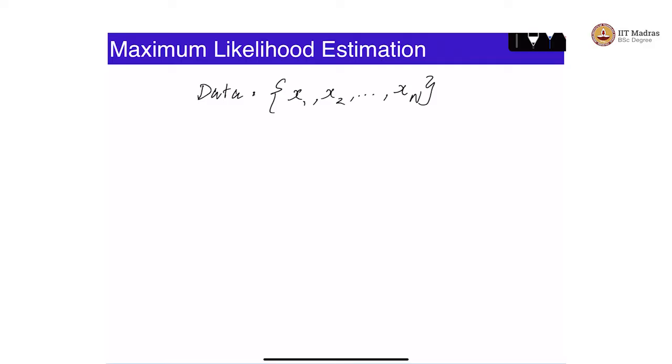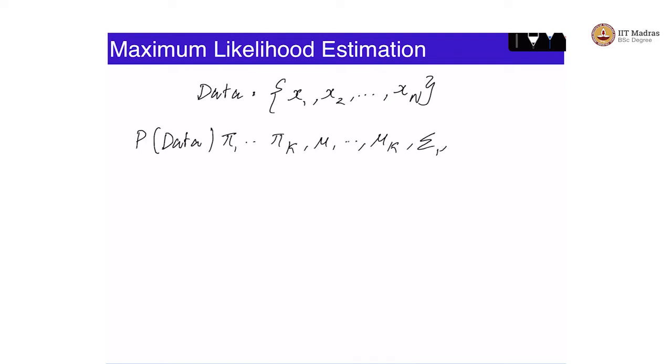Now you can write down the likelihood of this data given the parameters, right? So you can say, what is the probability of data given the parameters? What are the parameters? Well, that's pi 1 to pi k, mu 1 to mu k, and sigma 1 to sigma k. These are the parameters of the Gaussian mixture model.